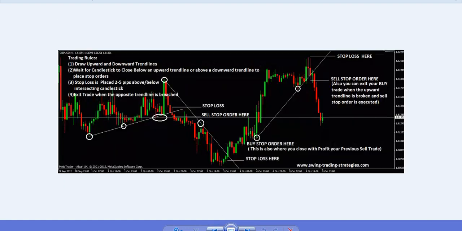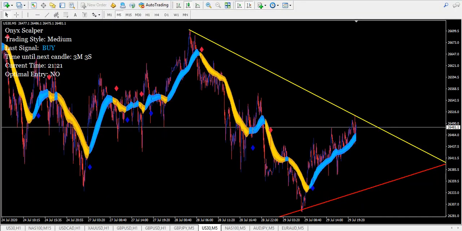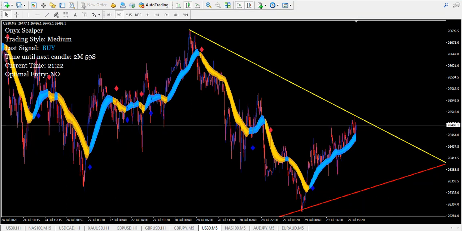Here's another example, the other trading condition we spoke about. Let's say you have your trend line and there's a breakout, and the Onyx scalper is also telling you to sell. That's a valid signal, guys. You sell. It's so simple. I know that for some of you who are brand new, it might be a bit difficult to understand, but it's very, very easy.